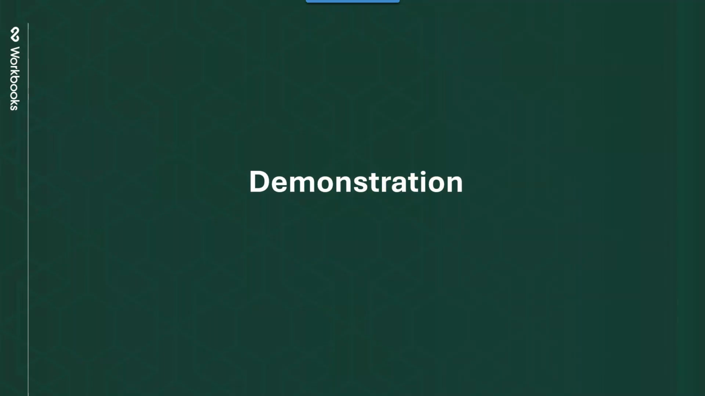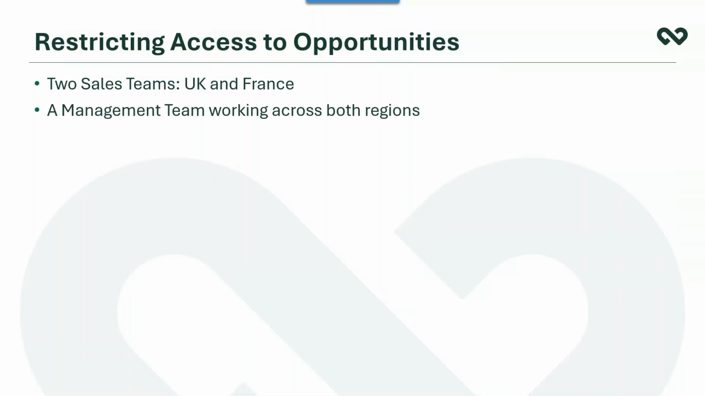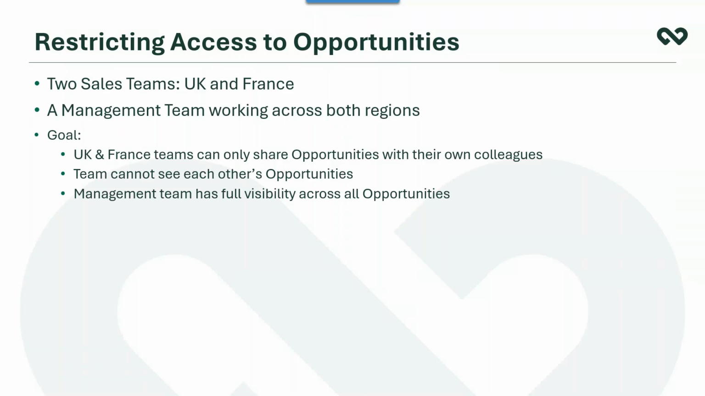Now, I'm going to walk you through an example of how you can use advanced security to set permissions. In this case, the record type we're working with is opportunities. Let's imagine you have two sales teams, one in the UK and one in France, plus a management team that works across both regions. Here's the task.